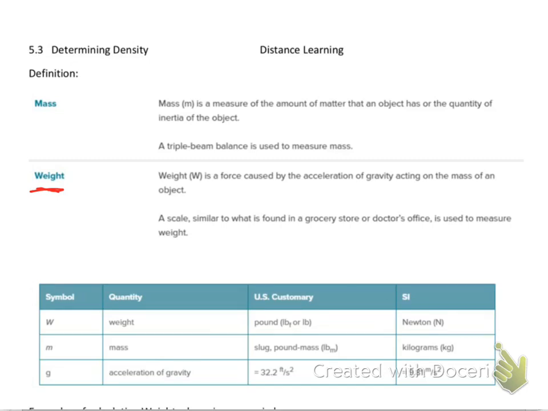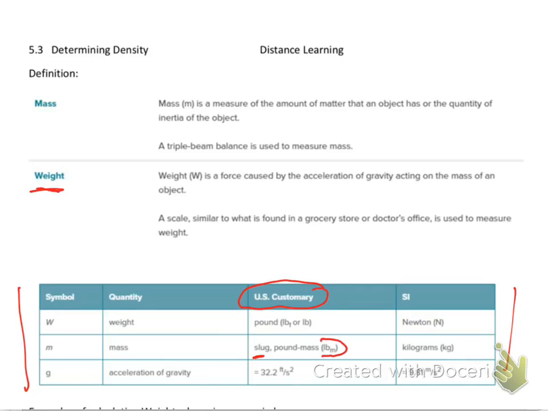You want to definitely know the difference between weight and mass. Mass is the inertia quality. It never changes. Weight does change depending upon the force of gravity. In this box down here, we have weight, mass, and the force of gravity. You can see we have it measured in U.S. customary units, so pounds. Mass in U.S. customary is either slugs, which we'll discuss in a little bit, or pound mass, which is denoted lbm.